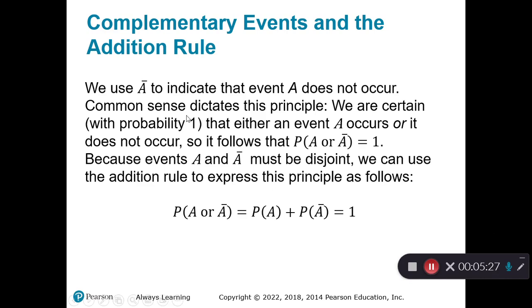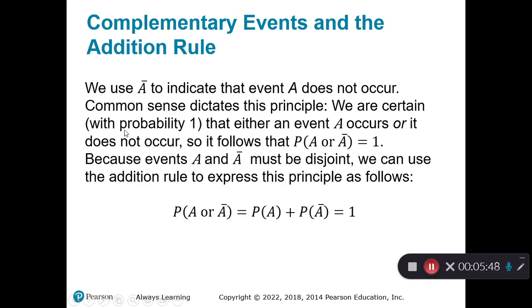So we learned in our last lesson that this A with a little line segment on top is referred to as a complement, or not A, and it is the set of all the outcomes of a procedure that do not satisfy event A. Common sense then dictates the following principle.